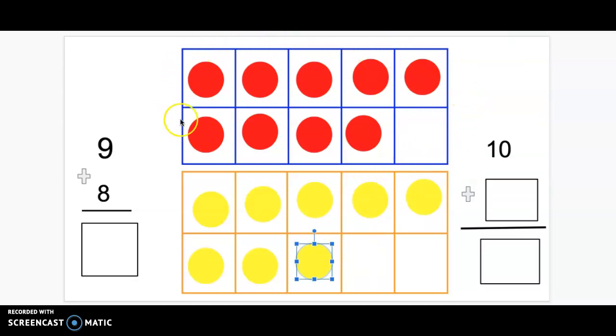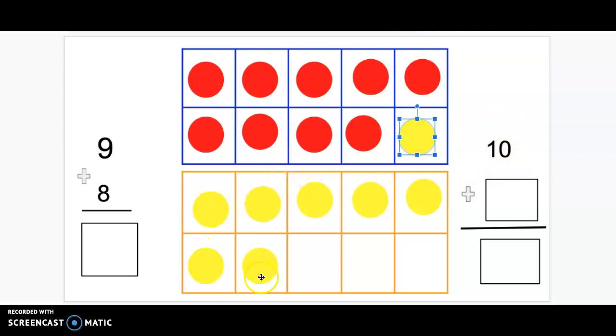We want to make 10 to help us add. In order to make 10 here, I need one more counter. I'm going to take a yellow counter from my second 10 frame and move it up here. Now I have 10 counters up here, which is represented here, 10.